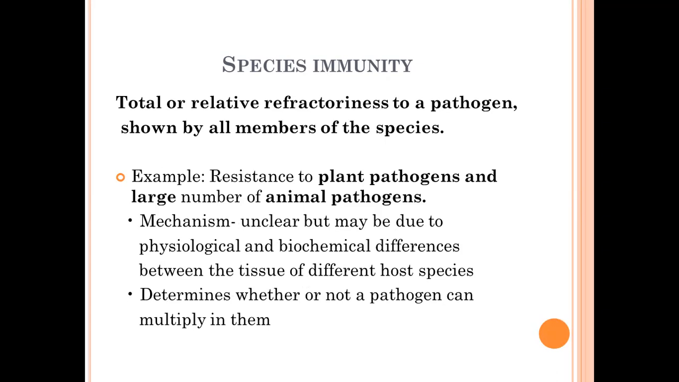If an infection has to occur, the pathogen should be able to enter that particular organism, and then it should be able to multiply in them. So if you have different physiological and biochemical factors and they are not suitable for this multiplication, then the infection will not occur. So this is a type of species immunity.